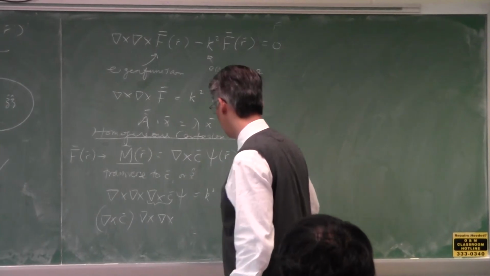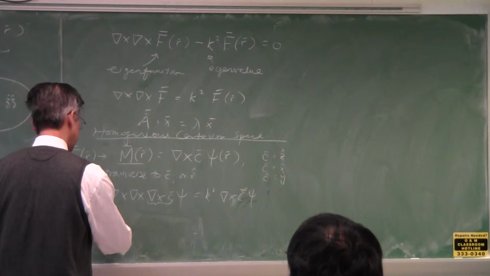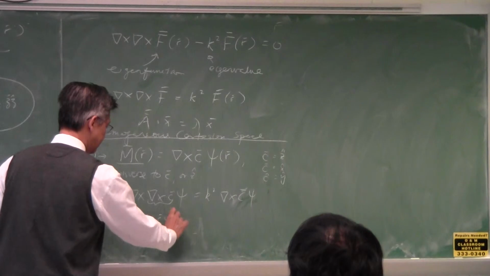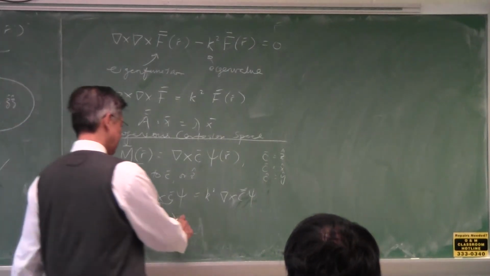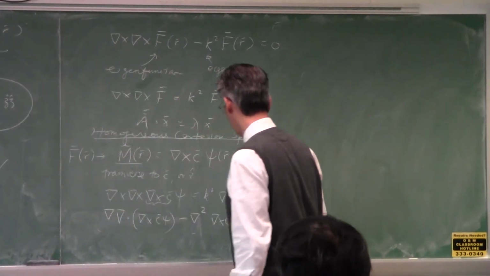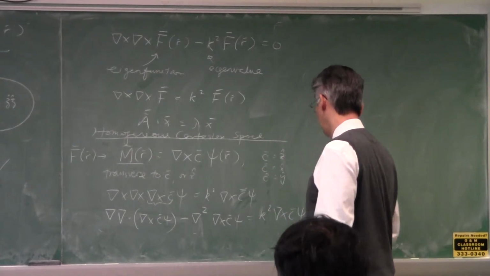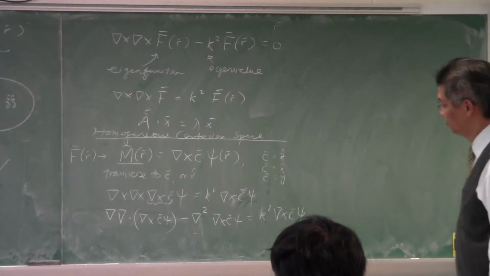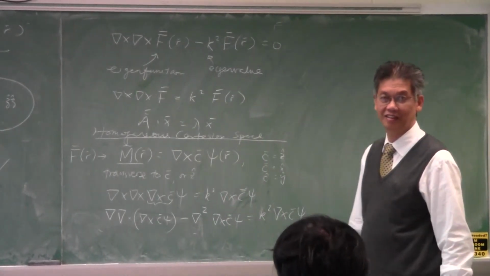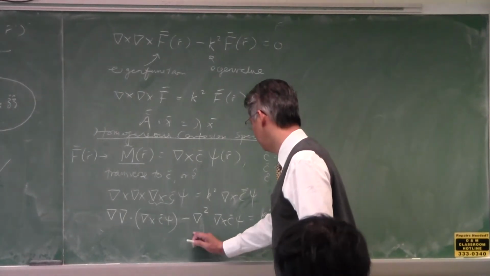Let me see. This is not a good way to say it. Okay, let me use that identity first and convert this into gradient of the divergence of curl of C psi, minus the Laplacian of curl of C psi is equal to K squared curl of C psi. Okay, what is this term equal to? 0, right? So then this equation is satisfied.